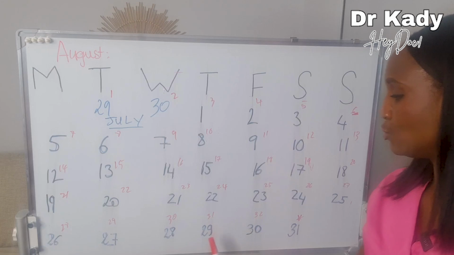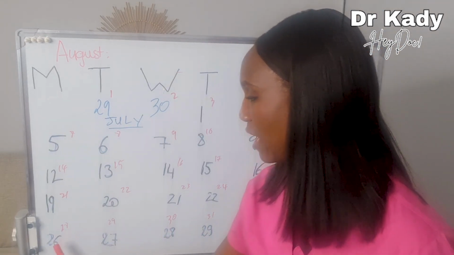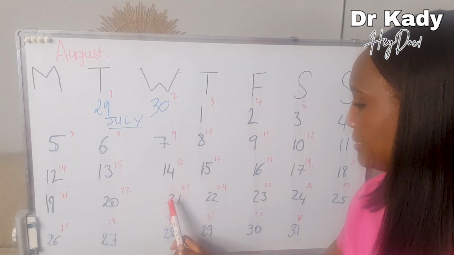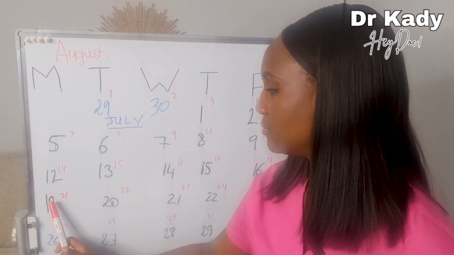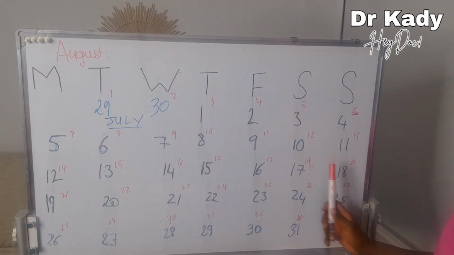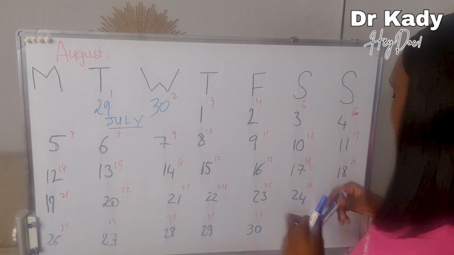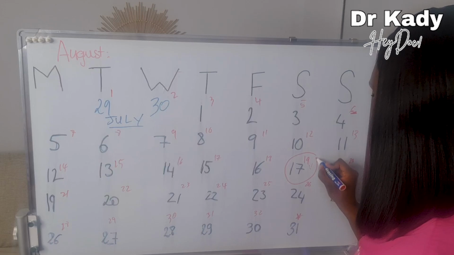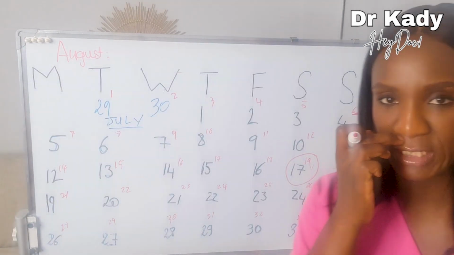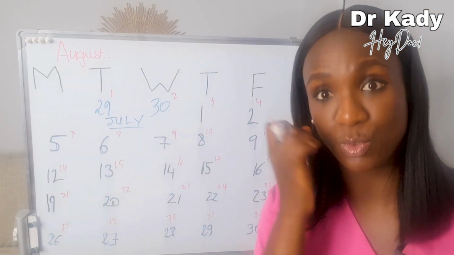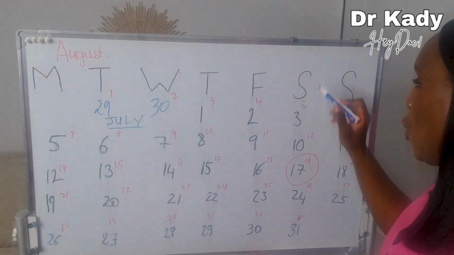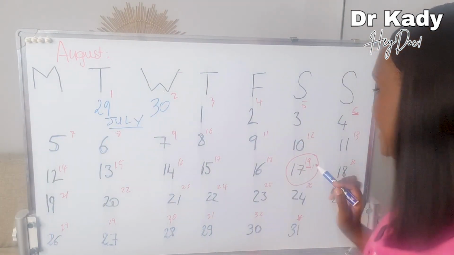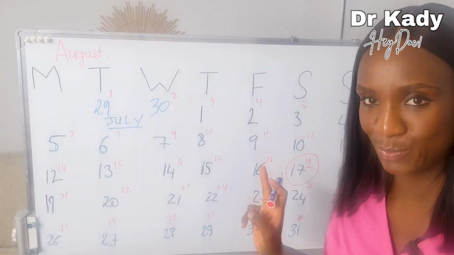1, 2, 3, 4, 5, 6, 7, 8, 9, 10, 11, 12, 13, 14. So the date on which she's likely to ovulate for her 32-day cycle is on Saturday, the 17th of August. But it's her 19th day for that cycle.